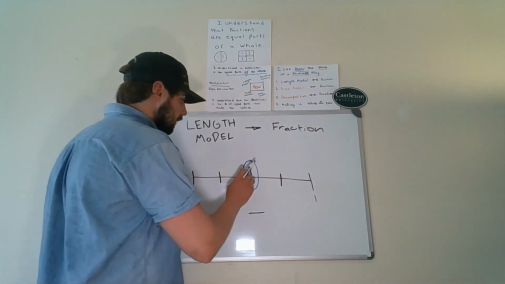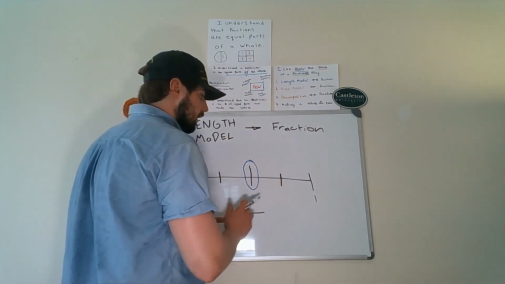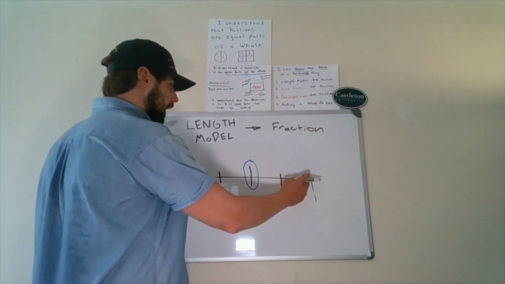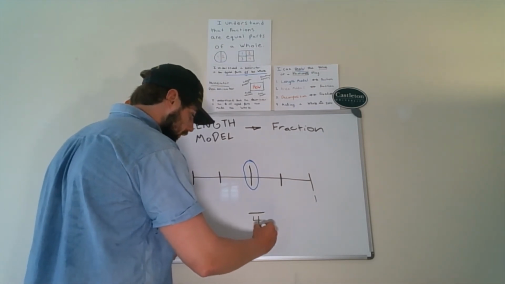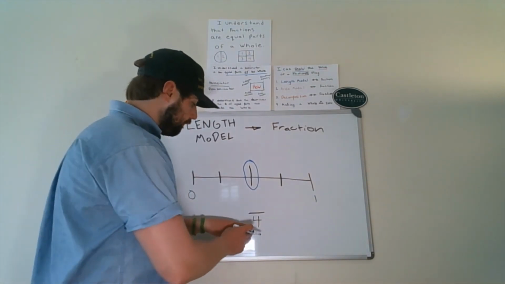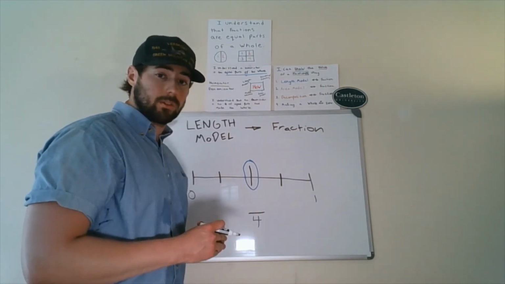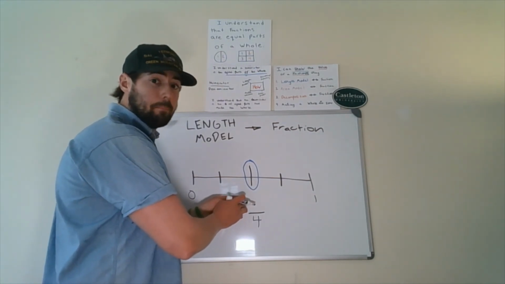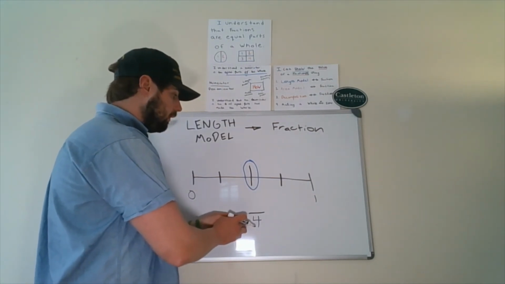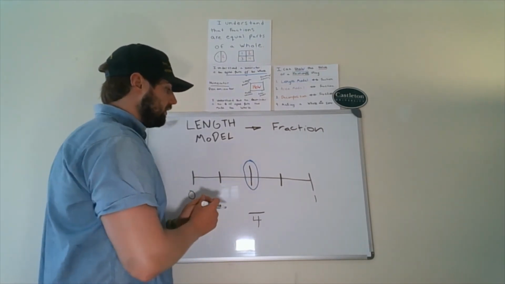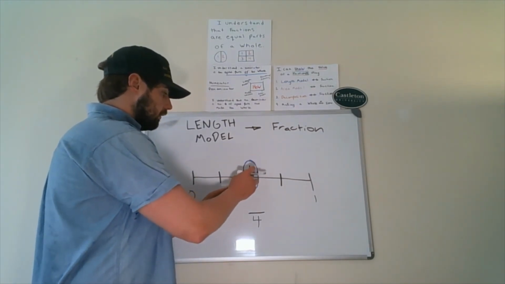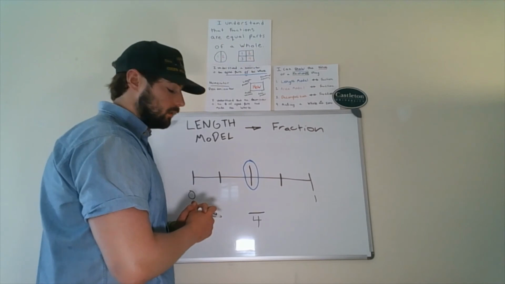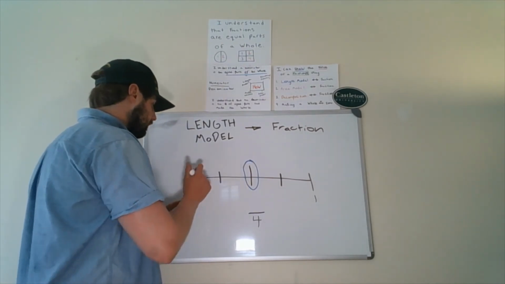1, 2, 3, 4. There are 4 equal parts that make up this whole. We're talking about fourths. 4 in the denominator, we're talking about fourths. But how many parts? How many fourths? How many parts of that whole is this length model representing with that little spot circled in blue? We need to find that numerator. So, how many parts of fourths?